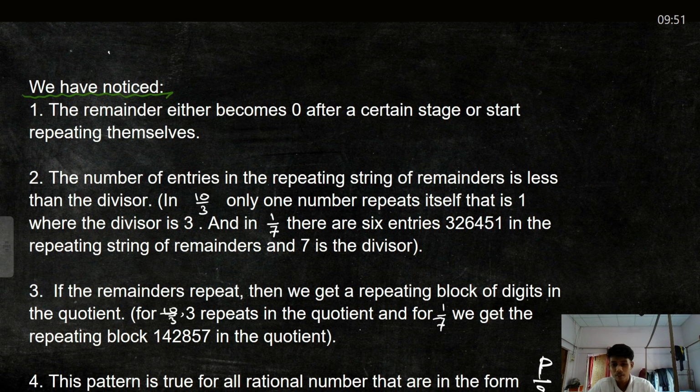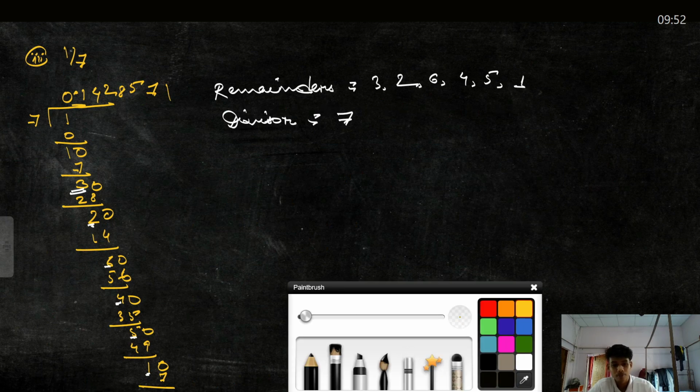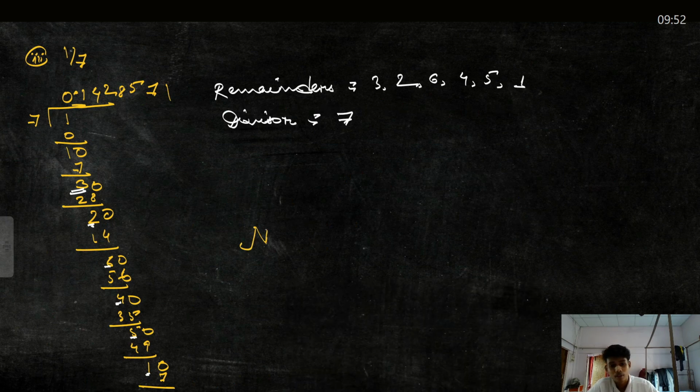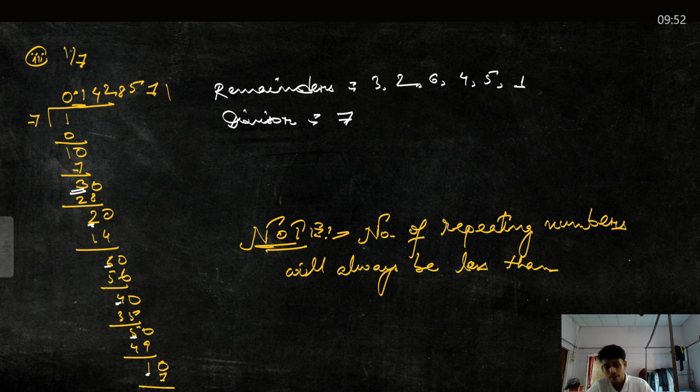Thus we can write, note, the number of repeating numbers will always be less than the divisor.